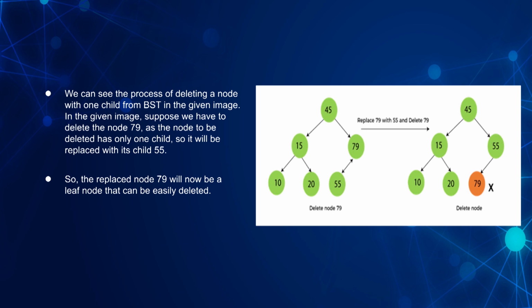So, before we delete 79, the structure is this one. Now, after deletion of 79, 79 should be replaced by its successor child, that is the single child 55. So, 79 will be deleted and replaced by 55. The rest of the items are as they are.